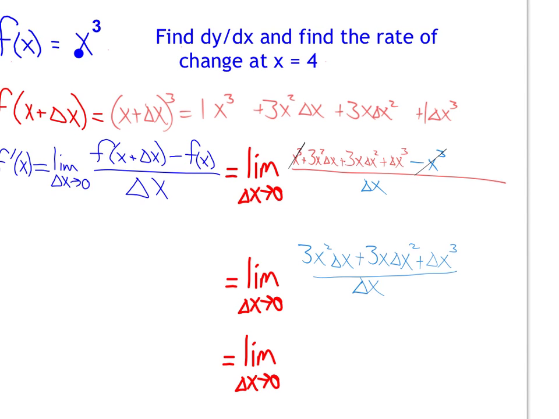Take out the delta x and cancel it out. So let's do that here. We got a delta x here. We've got delta x squared, so now that's going to be delta x to the first. Here's a delta x cubed, so now that's going to be delta x squared, and all those will cancel with that. So we're taking the limit of 3x squared plus 3x delta x plus delta x squared.